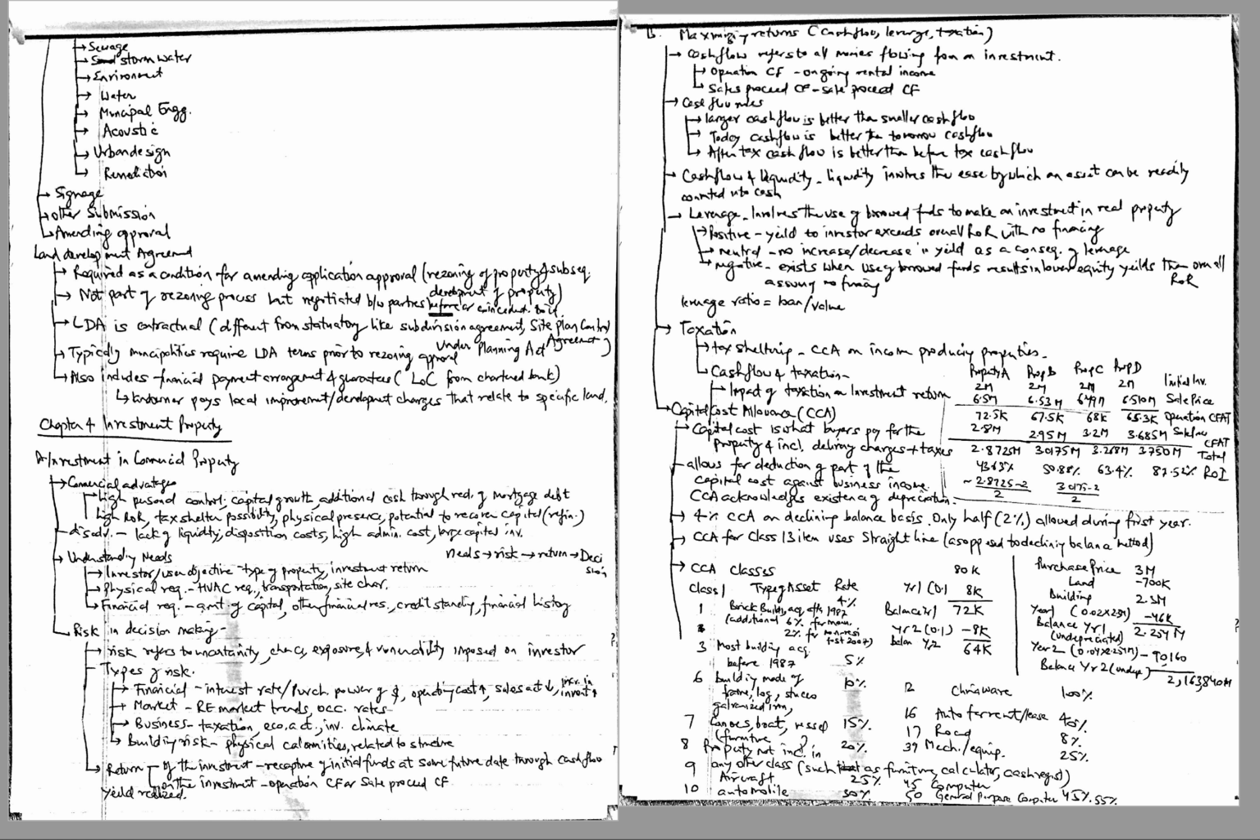Of course, a larger cash flow is better than a smaller cash flow. The more cash flow you get, the better it is. And today's cash flow is better than tomorrow's cash flow because there has to be discounting. There's a time value of money that is involved, and after tax cash flow is better than before tax cash flow because after tax is what remains with the investor.